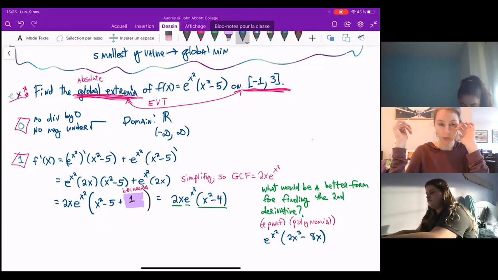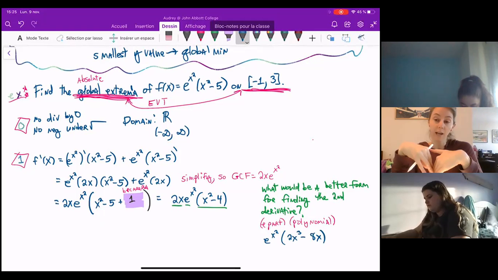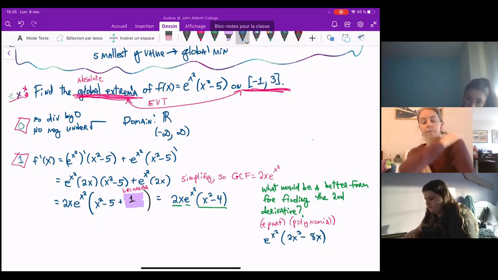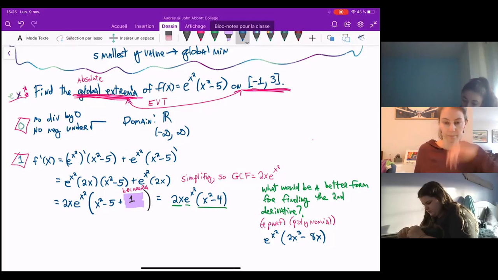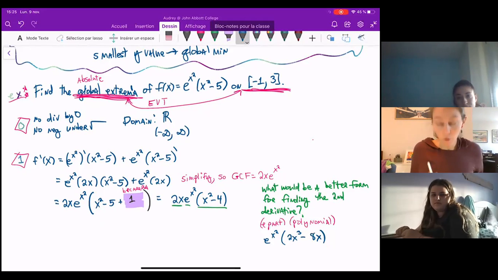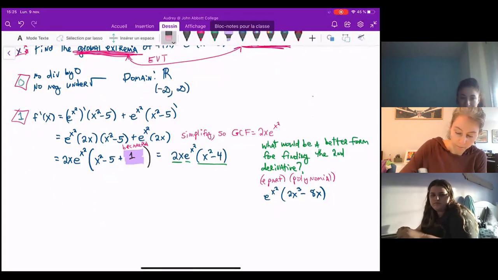Do you guys see the difference between that? And do you see how this is better for the second derivative? Are there any questions about how I made that determination? Good. That said, the form that we have here is better for critical values because it's totally factored.